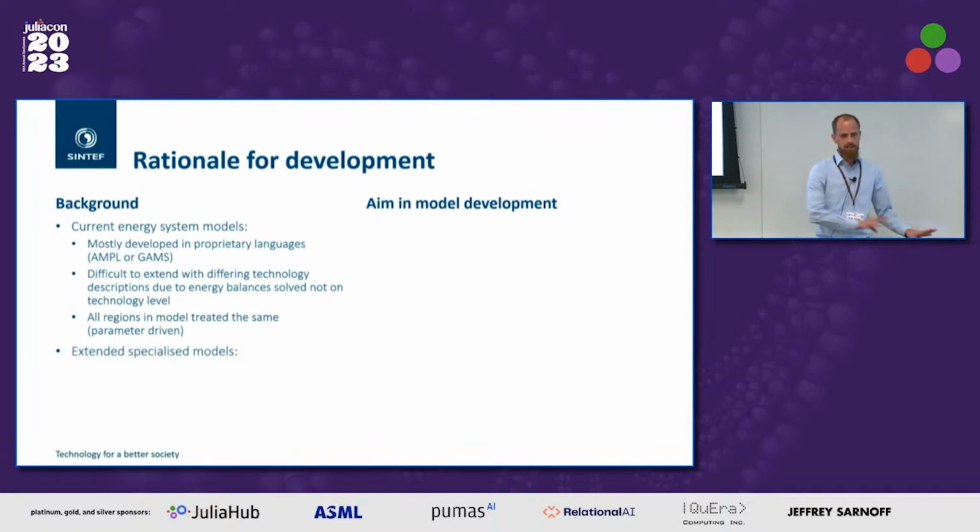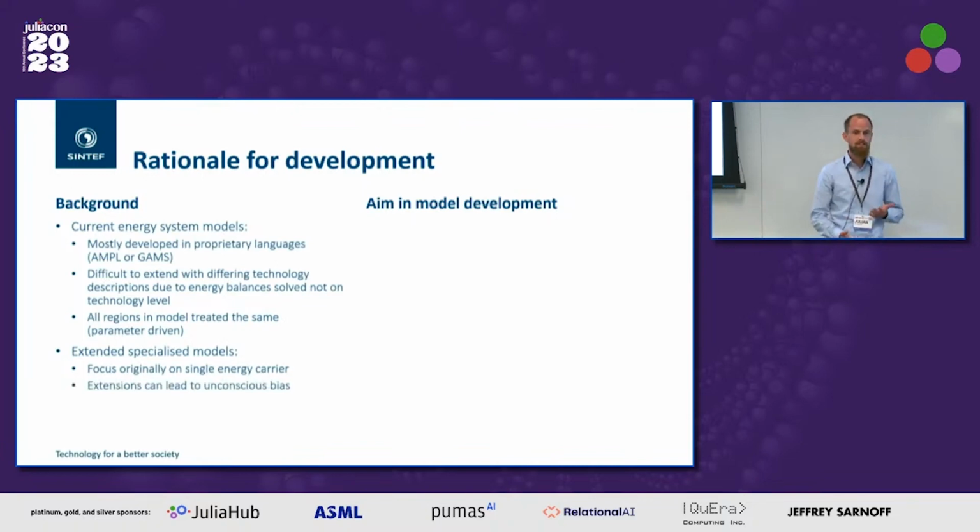And if you take, on the other hand, extended specialized models at NTNU in Norway, they work quite a lot with EMPIRE for multi-stage stochastic optimization problems. And they normally focus on a single energy carrier. And if you then extend it, it's essentially, in my opinion, most of the time an unconscious bias. So essentially what you do then is you have a full model for, let's say, power, and you add hydrogen to said power model. You treat the different energy carriers differently. And that is not necessarily leading to a good process.